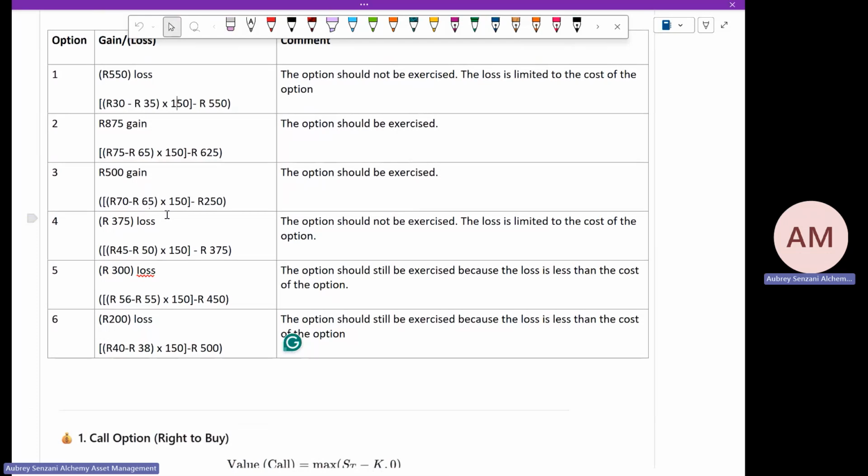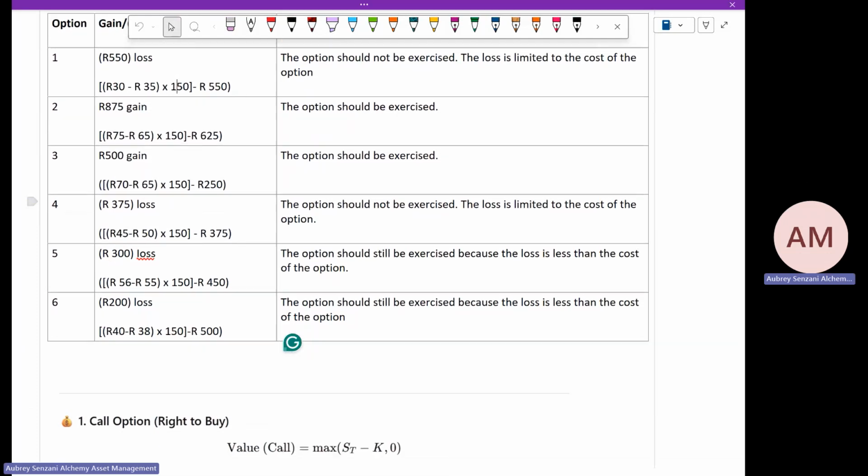So we're saying in the market, this is just a random example, you can only sell for 8 Rand. But our option has allowed us to sell for 10. That's a favorable situation.